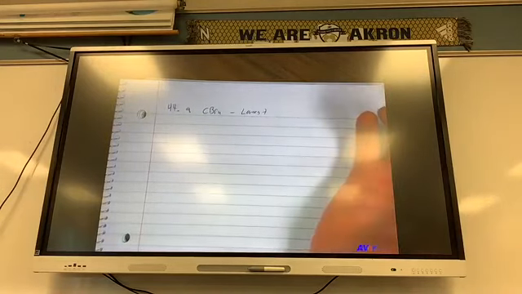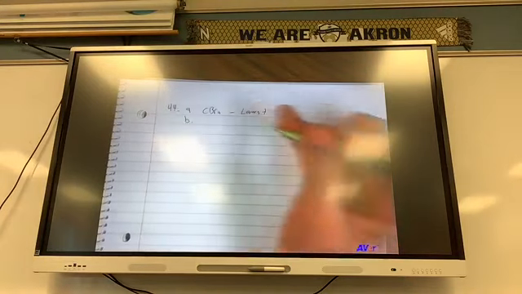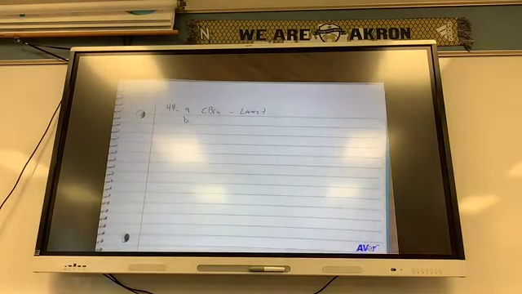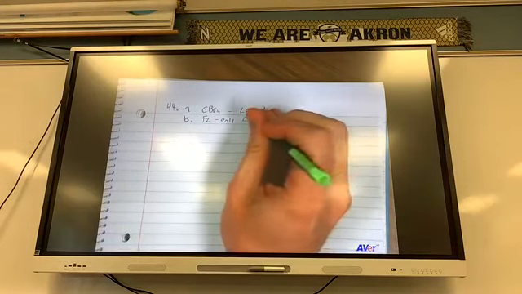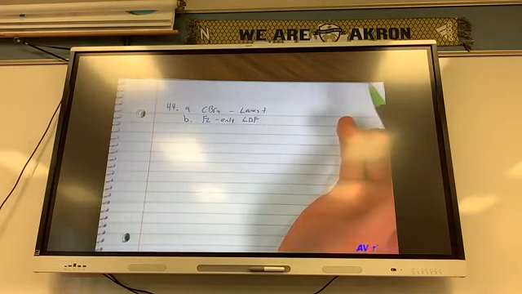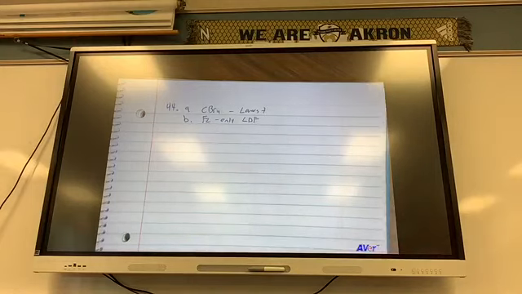They're all LDFs, right? Do any of those have a dipole then? No. B. Lowest freezing point. So what is that going to be? F2. Why? It only has LDF. LiF is ionic, and then HCl, right, has what? Dipole. It's a dipole.